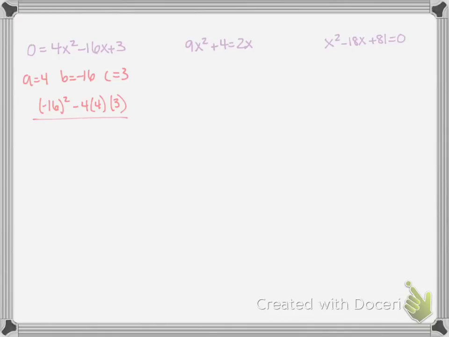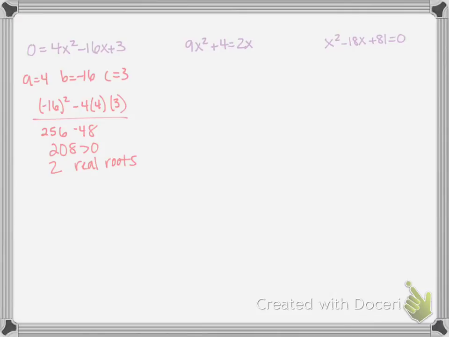Okay, I could type that straight into my calculator as long as I use parentheses if I'm doing it the long way. This gets me 256 minus 48. 256 minus 48 gets me 208, which is bigger than 0. So I'll have 2 real roots, so it will cross my x-axis twice.